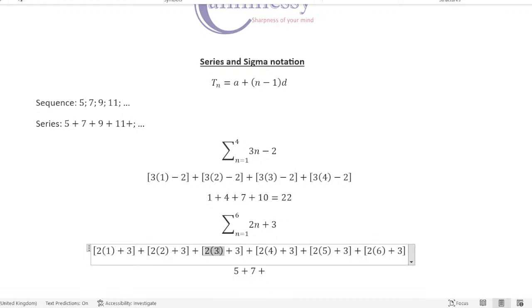plus 2 times 3 is 6, plus 3 is 9. So our third term will be 9, plus 2 times 4, that is 8. 8 plus 3 is 11. Plus 2 times 5 is 10. 10 plus 3 is 13. 13. All right.